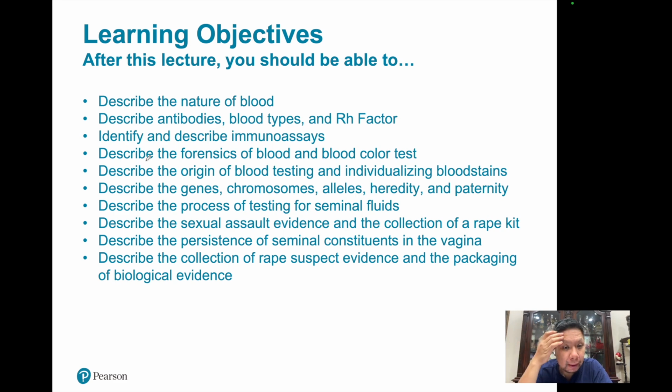forensic biology. We'll talk about the process of testing for seminal fluids, sexual assault kits, and collection of rape kits. We'll also talk about the persistence of seminal constituents in the vagina, meaning how old sperm can get, and how you can tell how old they are by their degradation. Then we'll also talk about the kind of evidence that we would collect from a rape suspect, right? Which is not necessarily the same thing as you would collect from a rape victim.